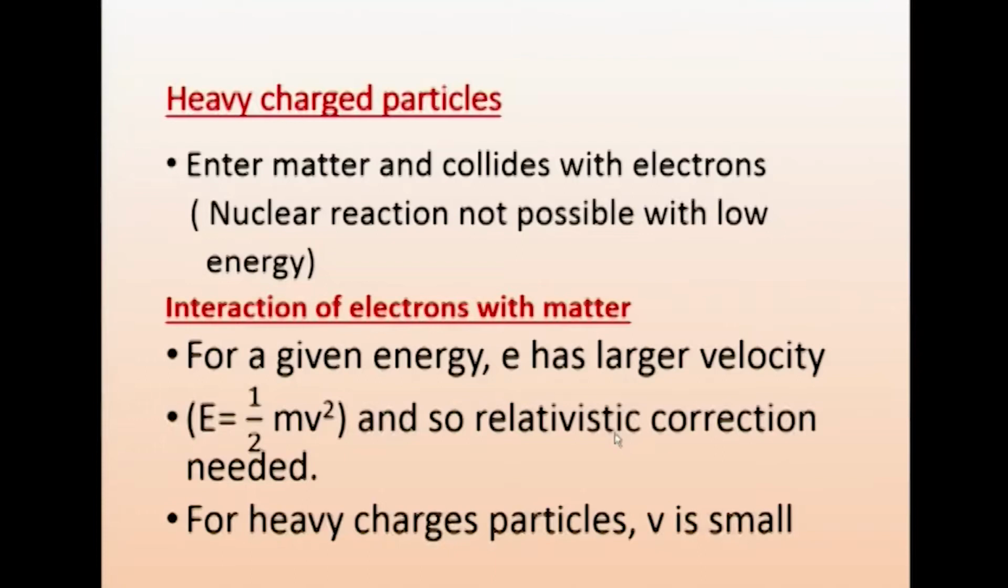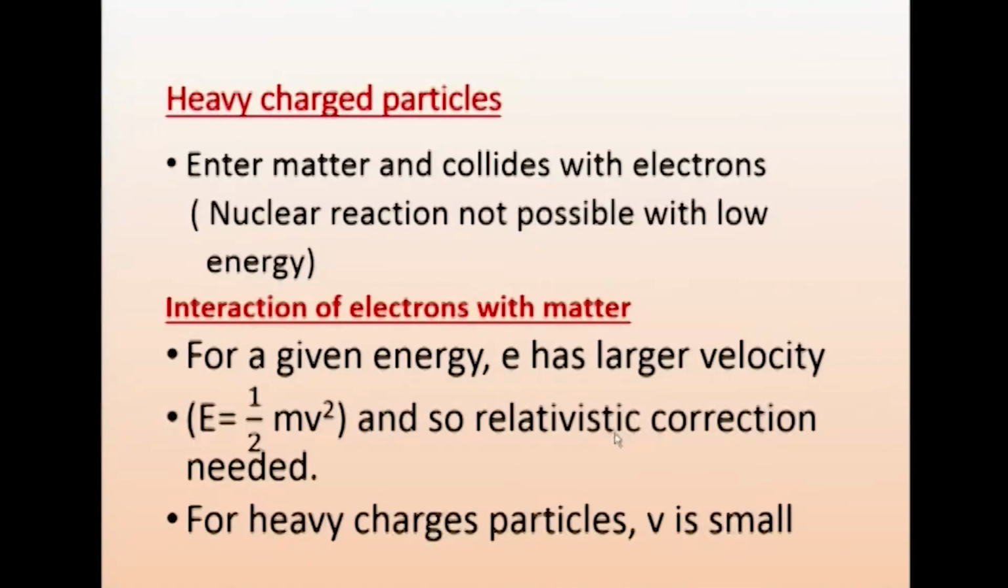Therefore, that is called relativistic correction, a variation of mass with velocity. So, that relativistic correction has to be included if it is an electron. For heavy charged particles, V is small for the same reason. So, we get energy equal to half mv squared. When the particle is heavy, velocity is small, and therefore relativistic correction is not required. Therefore, if you are designing a detector, we need to see if it is a heavy particle, no need for relativistic correction. If it is an electron, we need to have relativistic correction.